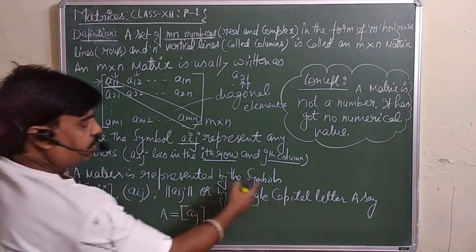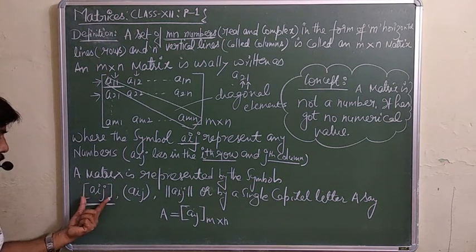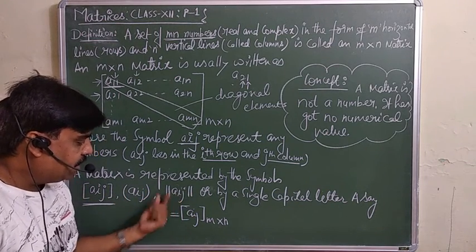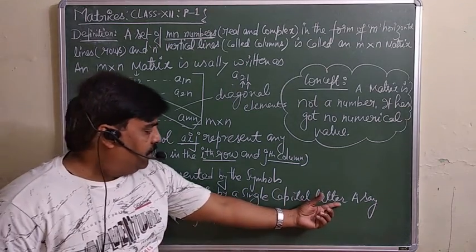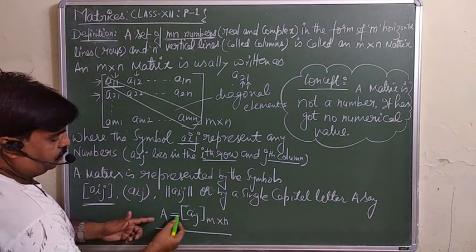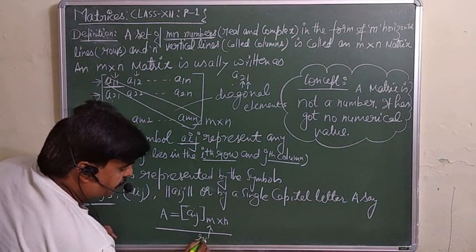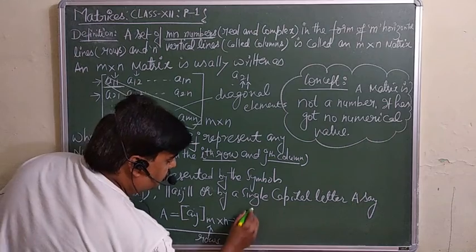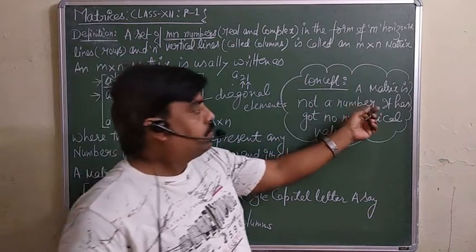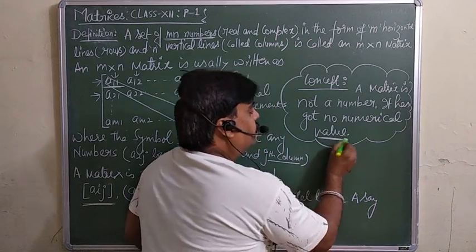And the matrix is represented by a symbol. You can enclose it in boxes, in parentheses, or in two parallel lines, or a single capital letter can also be used. Suppose you want to write a matrix A equal to [Aij] m into n, where m represents the rows and n represents the columns. See, the important concept here is that a matrix is not a number. It has no numerical value. So have a look.